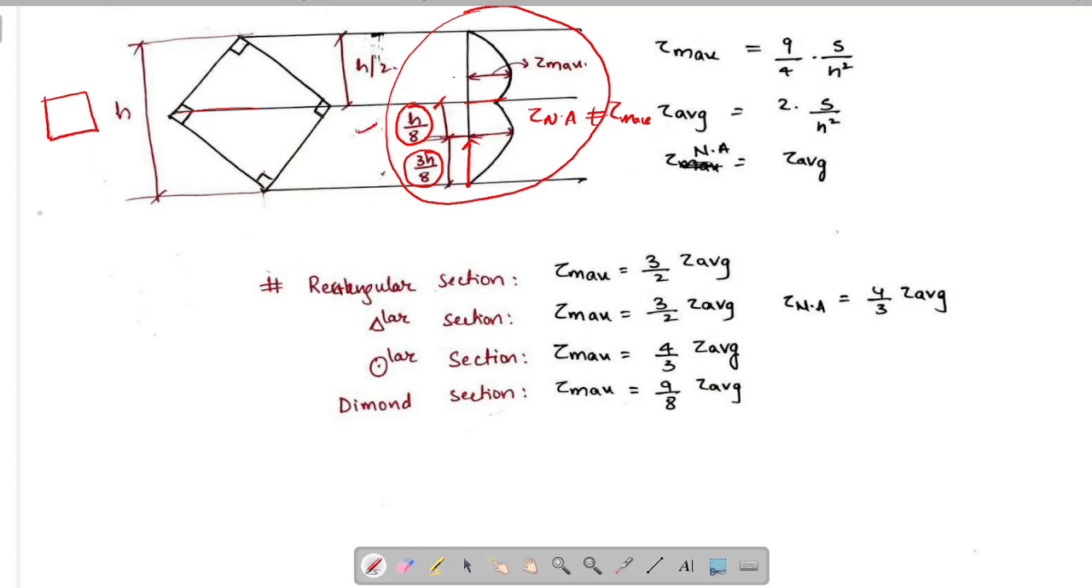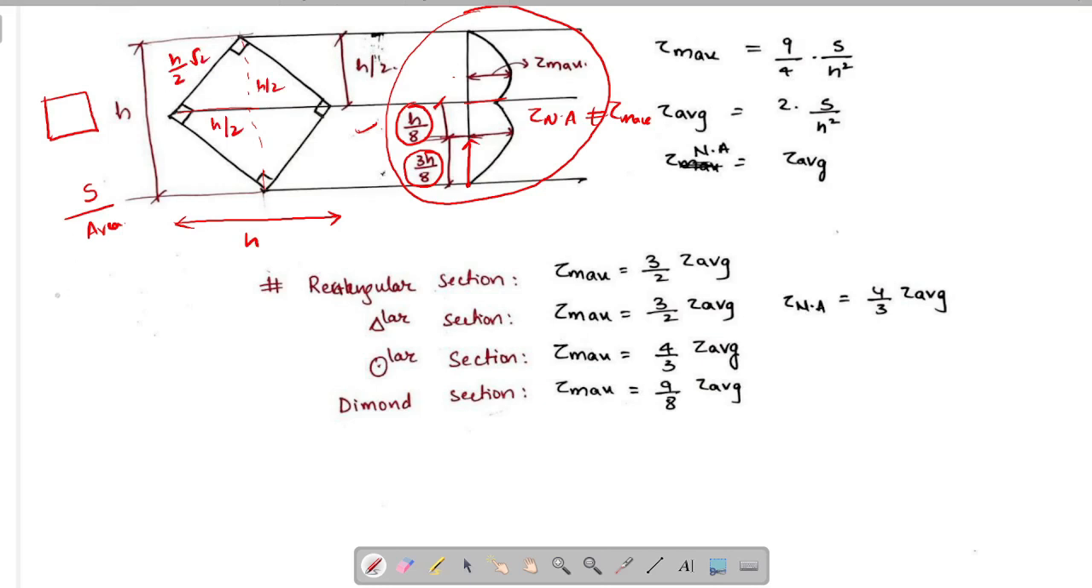Now let's see what is tau average in case of this section. Now we know that tau average is given by shear force acting on that section by area of cross section. Here in this case, this is a square section with diagonal h. We know that in square section, both the diagonals will be equal. To find side, we know that diagonals bisect each other perpendicularly. By using Pythagoras theorem, we can find side of a square as h by root 2.